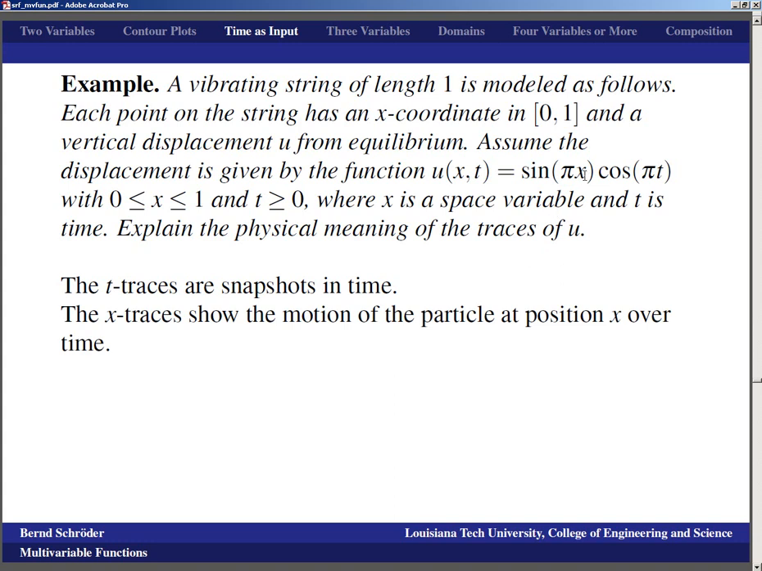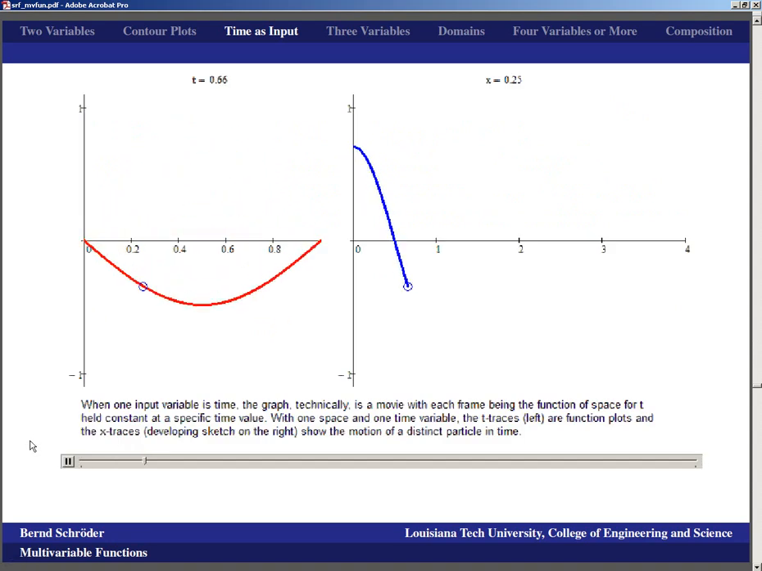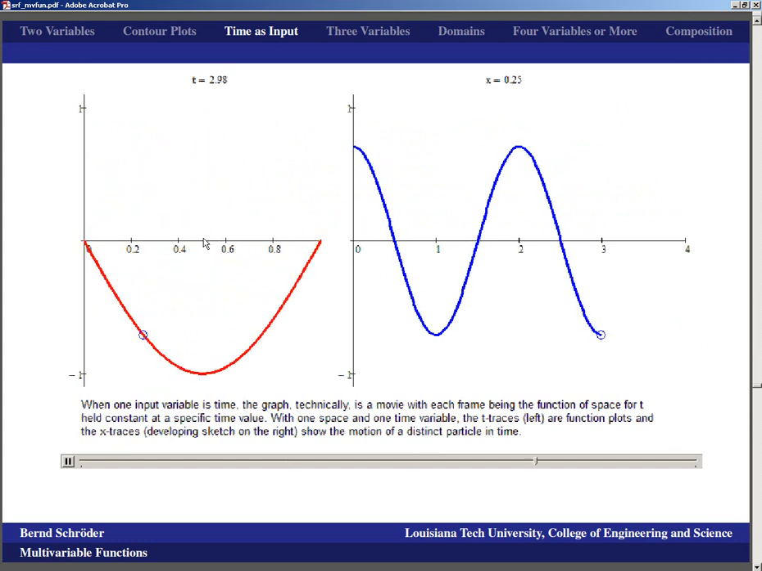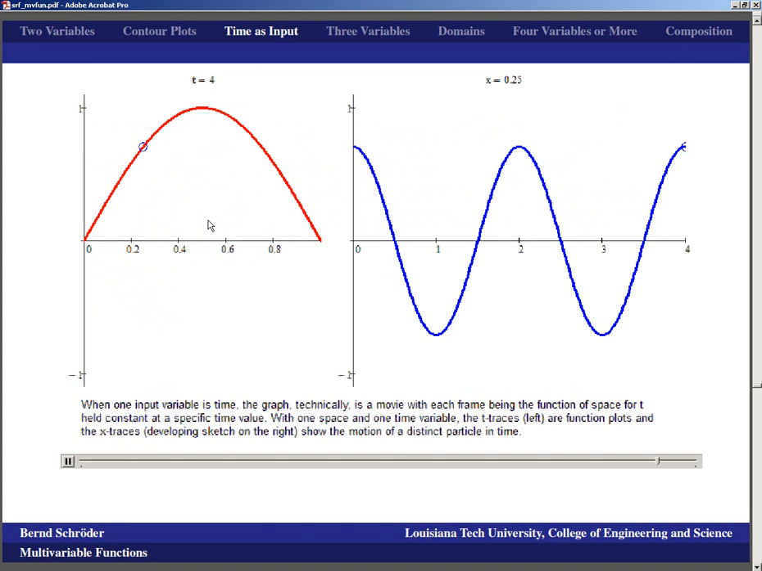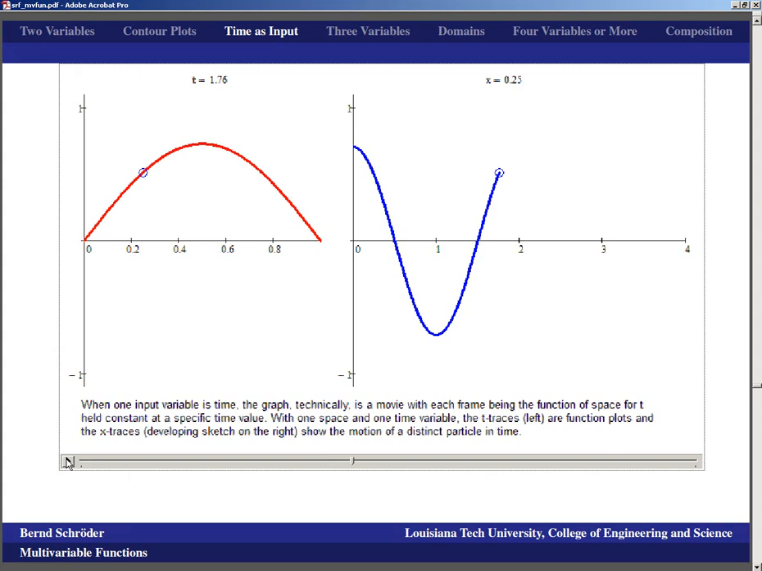And the x traces, well, if I set x equals constant, then I'm basically fixing a point on that string, and so those show the motion of a particle at position x over time, because now time is the variable that runs. So that means the graph really is a movie. The movie is basically how a vibrating string could look. It goes up and down, and without friction it would continue oscillating like that forever. The individual t traces, then, if I just stop the movie, I realize that at t equals 1.76 I get this snapshot, and that's a t trace.